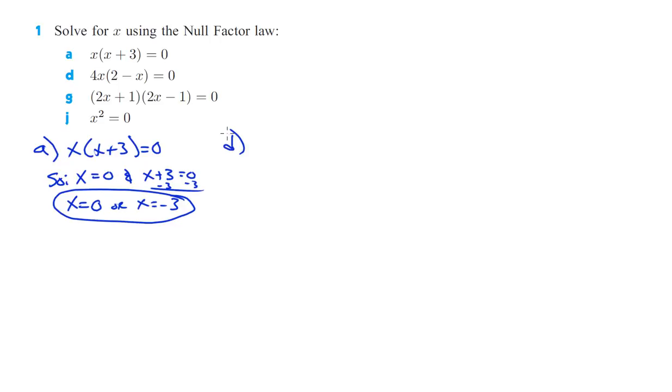Okay, so back to D. We've got 4x times 2 minus x equals 0. So I simply ask myself, 4 times what will give me 0? And that's 0. Or 2 minus what will give me 0? 2 minus 2 will give us 0. Okay. All right. So it's just 0 or 2.